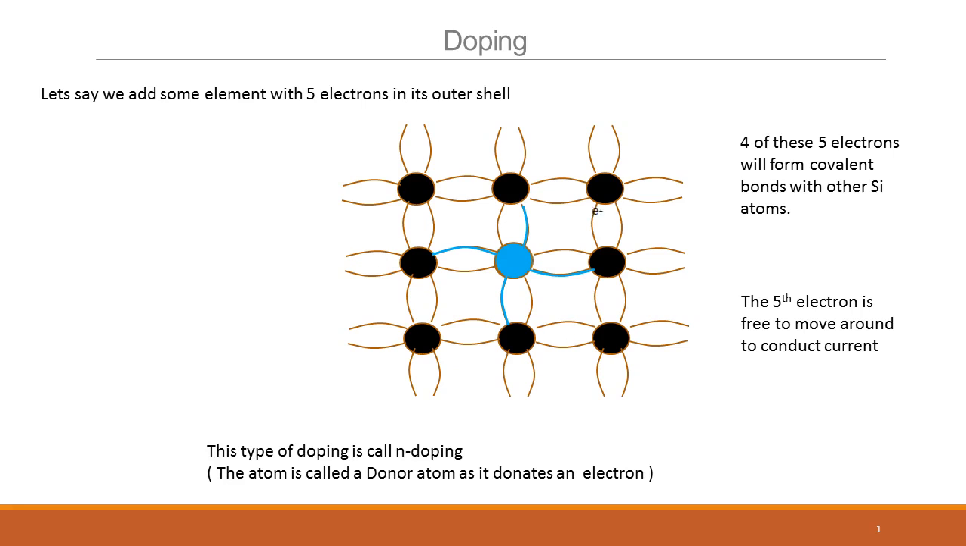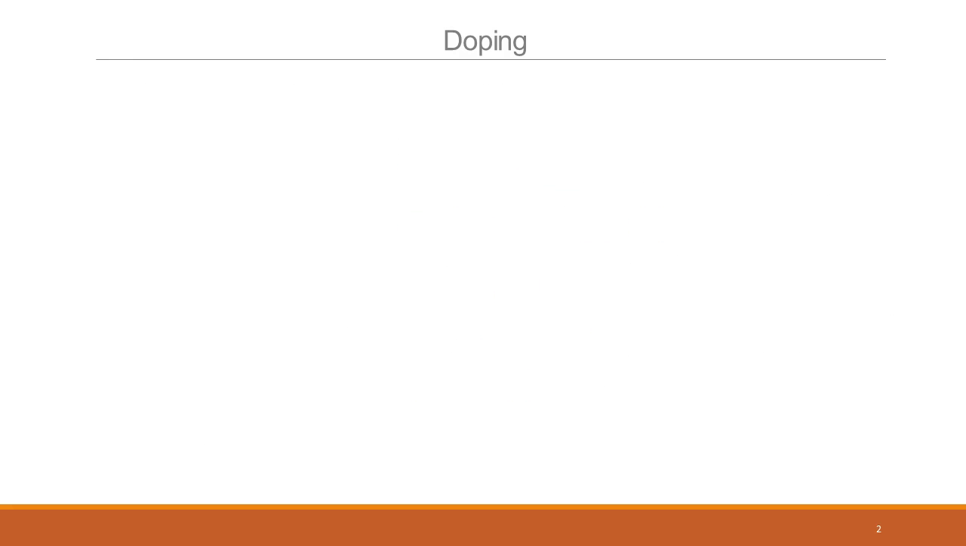Right. This type of doping is called N-doping. The atom which actually donates this electron is called a donor atom because it donates an electron to the lattice structure. So we have seen the doping with an N-type atom, a donor atom.